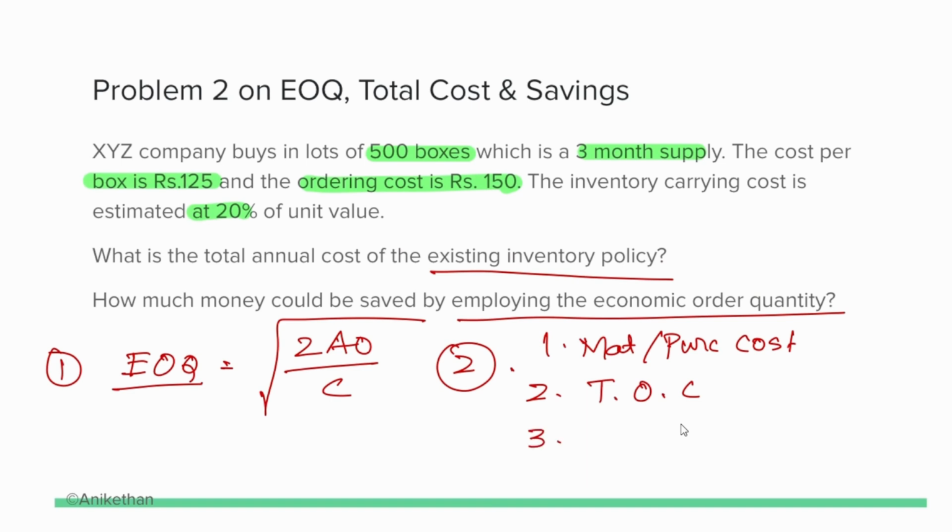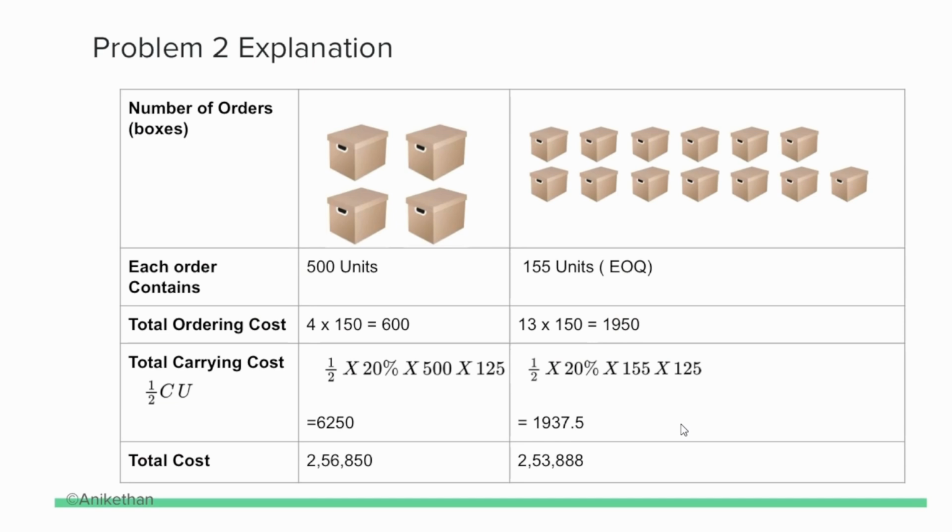And third is total carrying cost. If you total this, you will get the total cost. So, what is the total cost under existing policy? Existing policy is you are buying lots of 500 boxes every 3 months, correct? So that means you will have to buy this lot of 500 boxes 4 times in a year. So number of orders becomes 4. This is your existing policy. So each order contains 500 units.